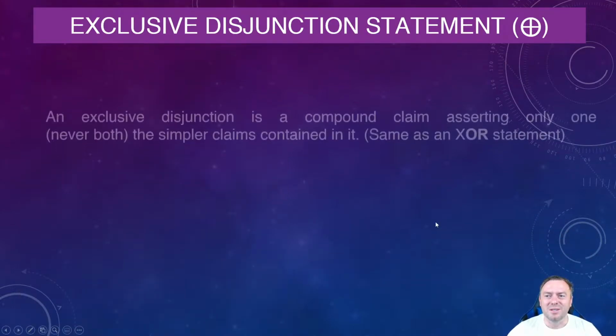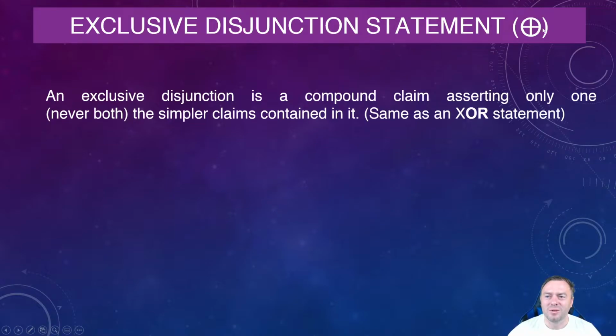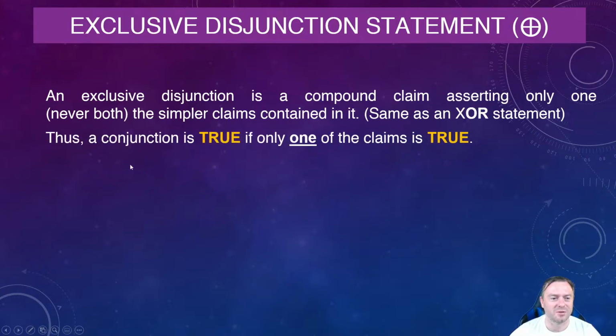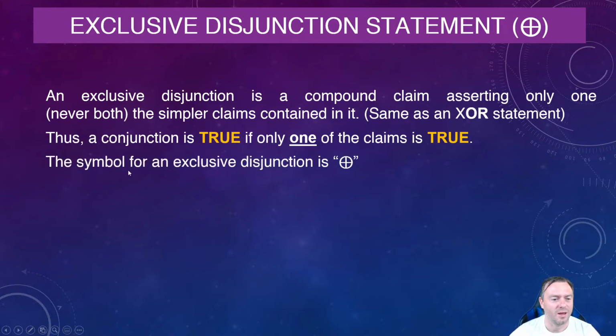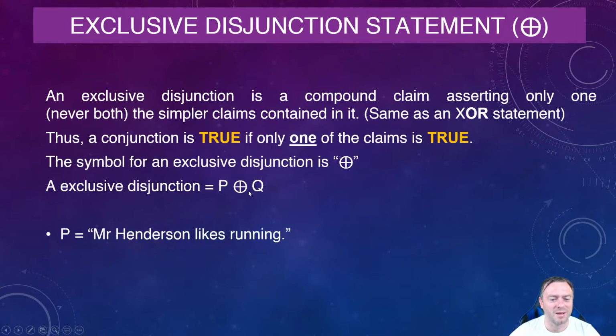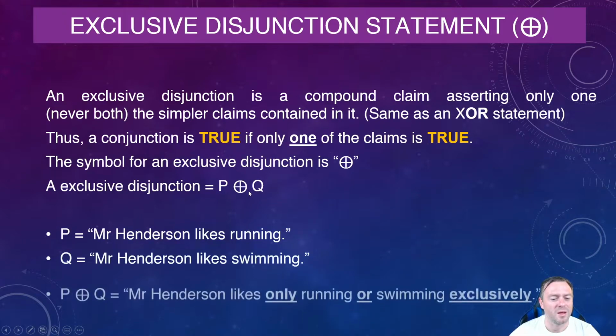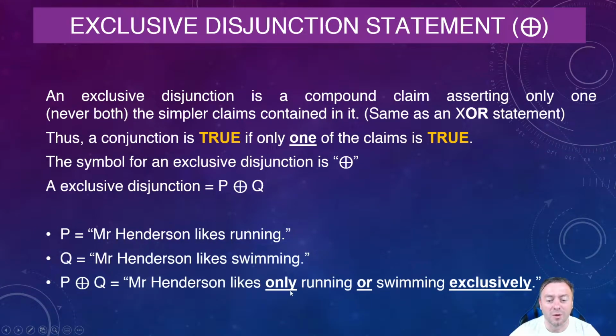So exclusive disjunction is like XOR. And what we do is we use this little symbol here. It looks like a target, crosshair, sniper kind of thing. And basically it's exactly the same as XOR. So the exclusive disjunction is true only if one of the claims is true. Okay. So the symbol for exclusive disjunction is a crosshair. So exclusive disjunction P, exclusive or with Q, looks something like that. So Mr. Henderson likes running, Mr. Henderson likes swimming. And then down here we've got Mr. Henderson likes only running or swimming exclusively.